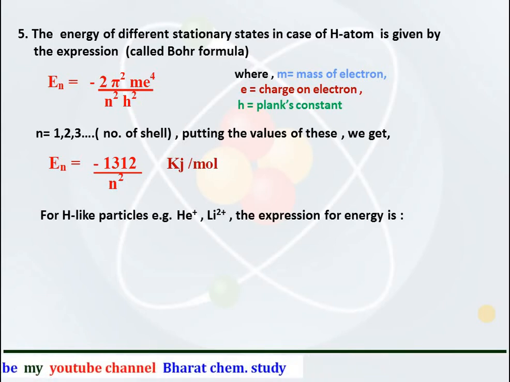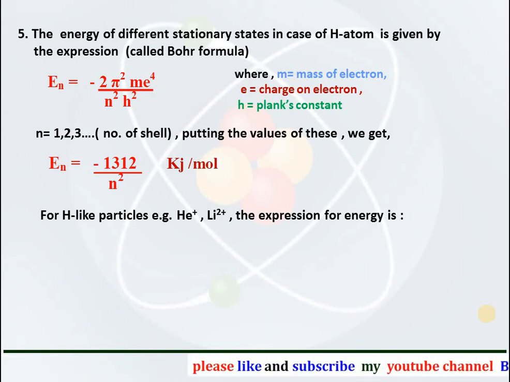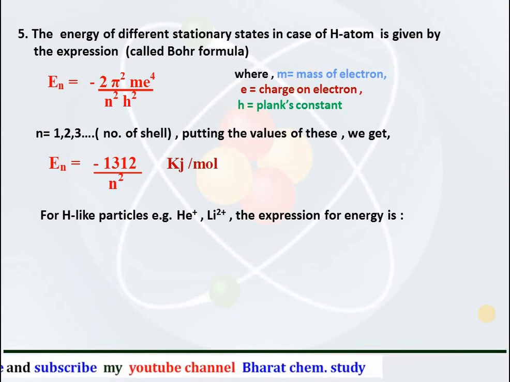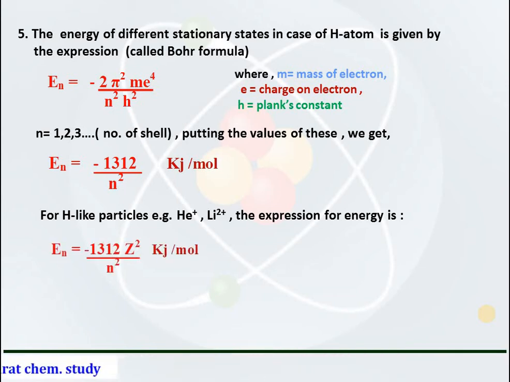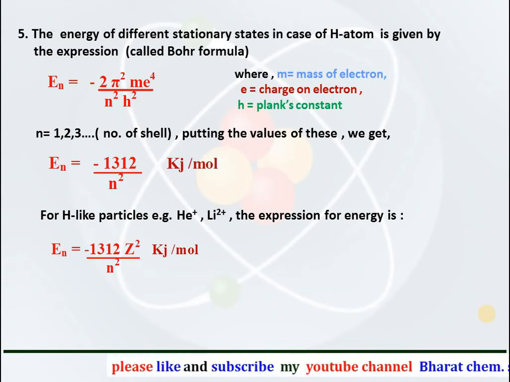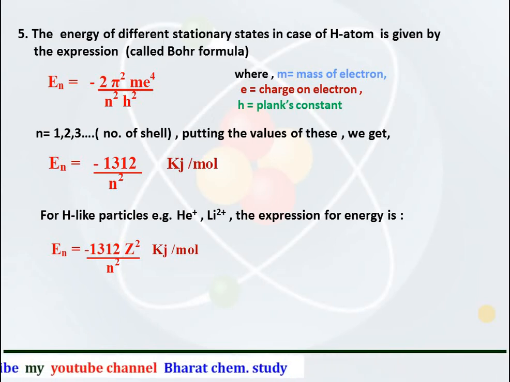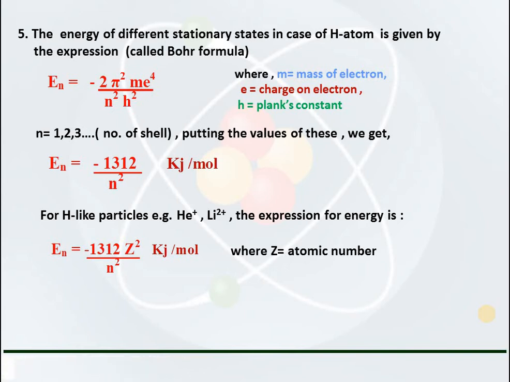For hydrogen-like particles like He2+ and Li2+, which have the same single electron as present in hydrogen, the expression for energy will be given as En is equal to -1312 into Z square upon n square, where Z is the atomic number of the atom.